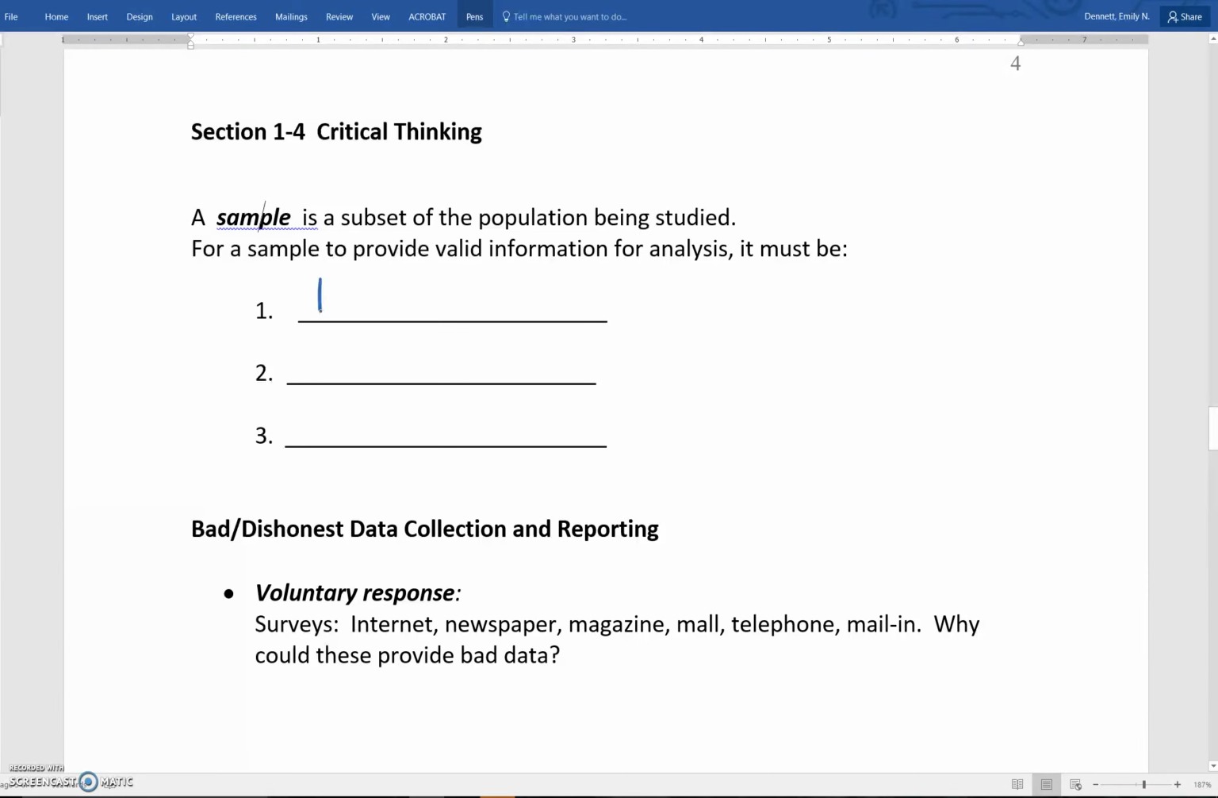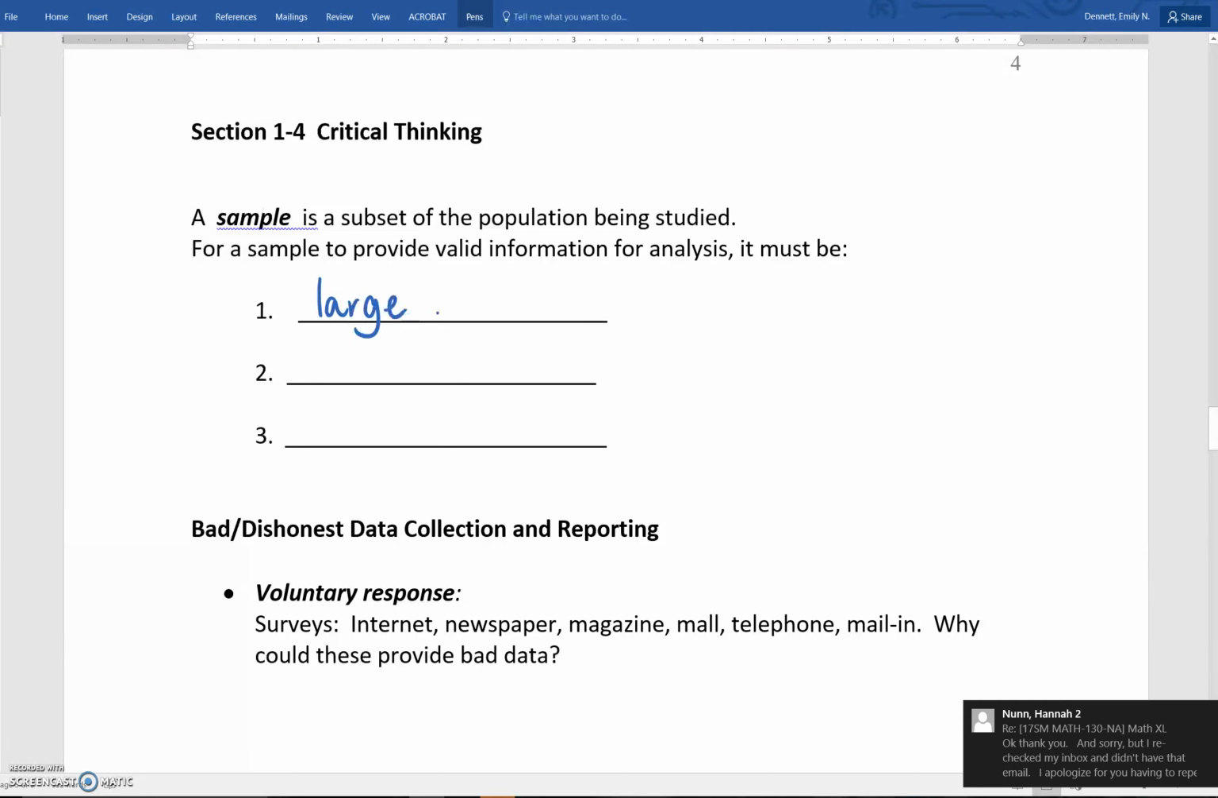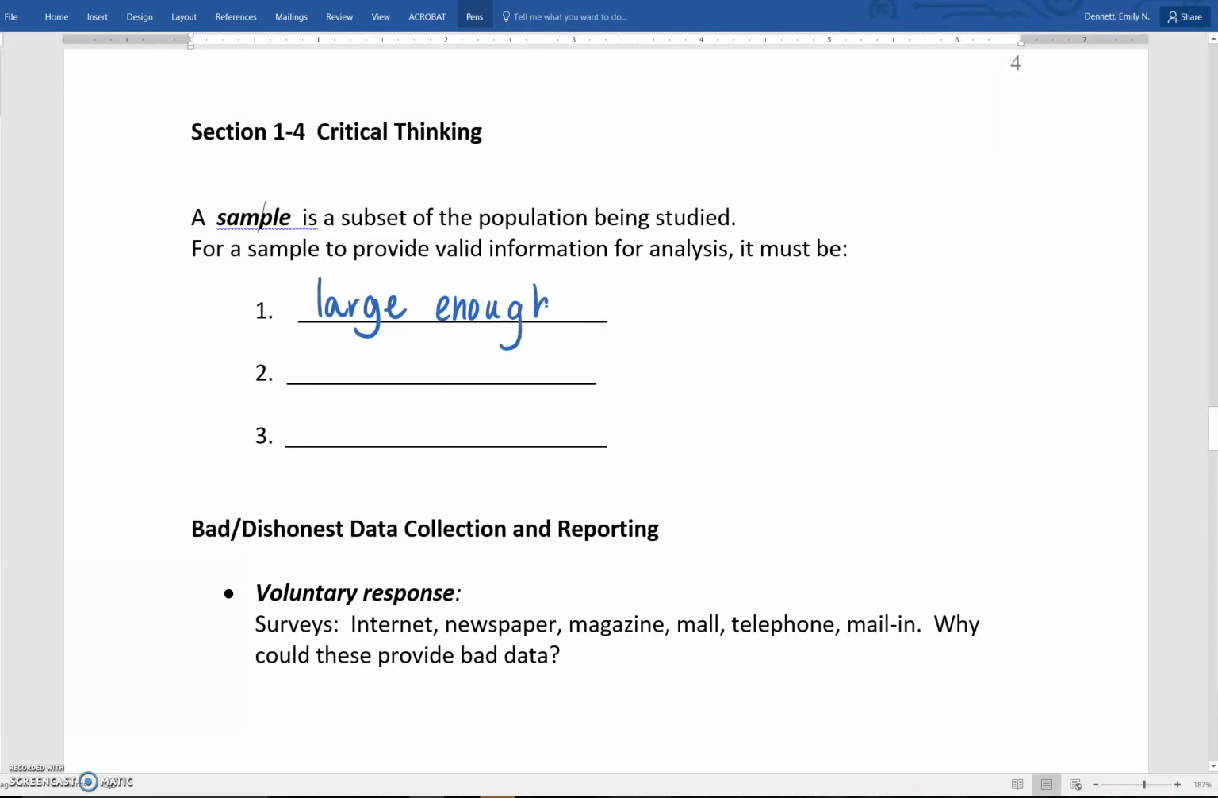So it must be large enough. Sometimes if you have a small sample, you could have conclusions made that weren't true for the whole population. So you need to make sure that it's large enough so that any differences just in individuals don't look big. Okay, it needs to be random.